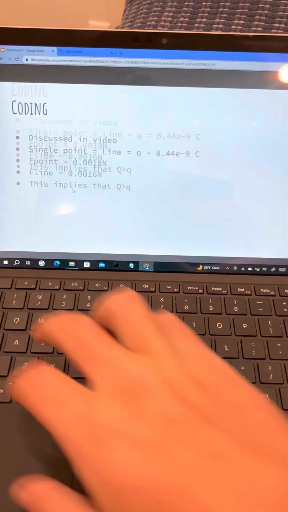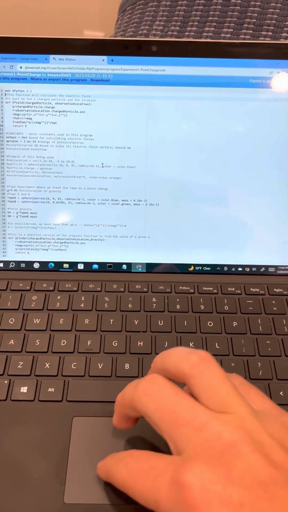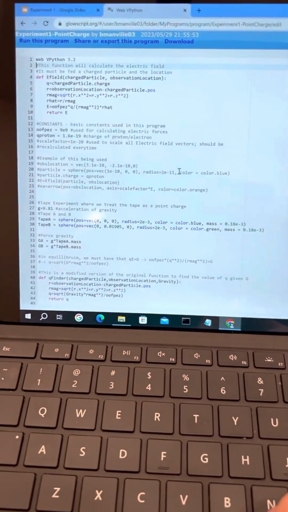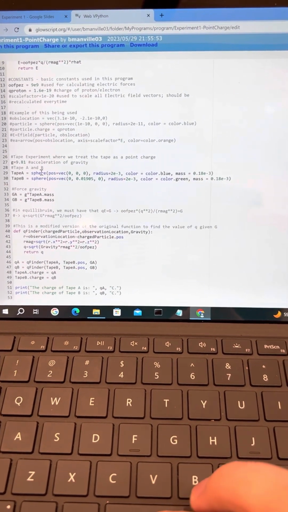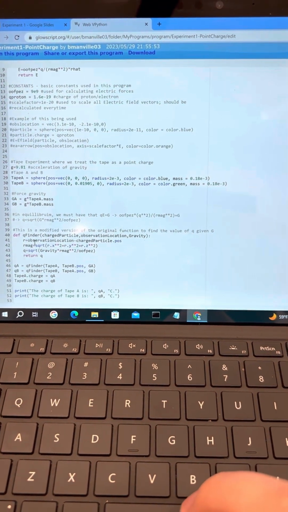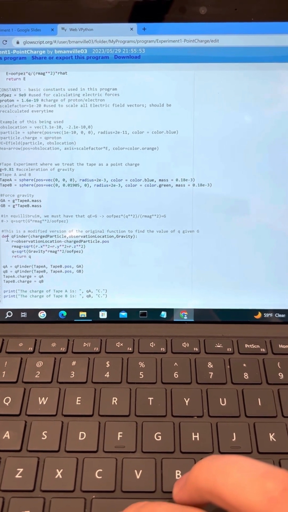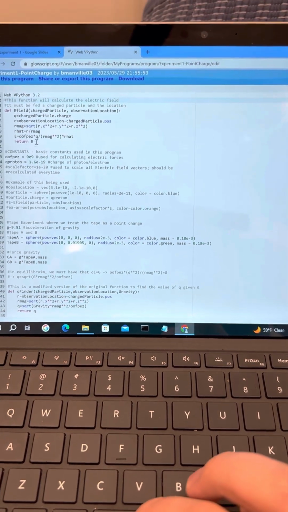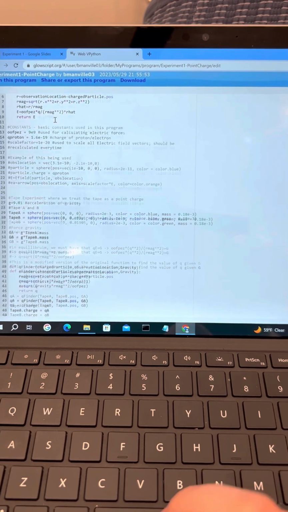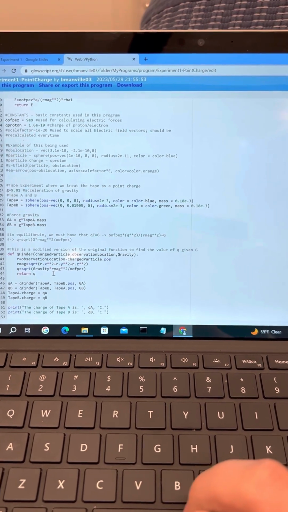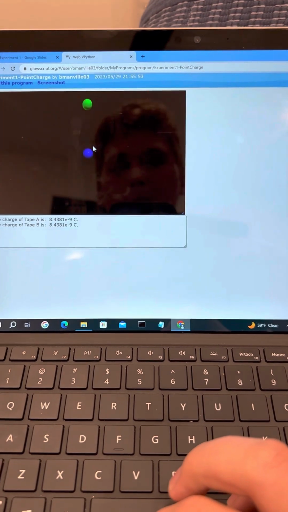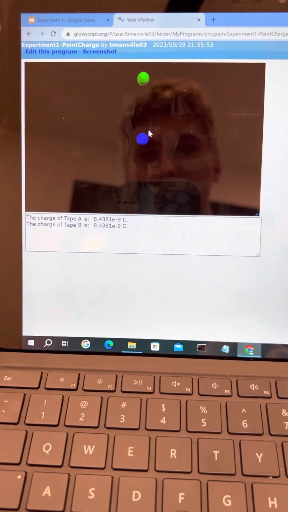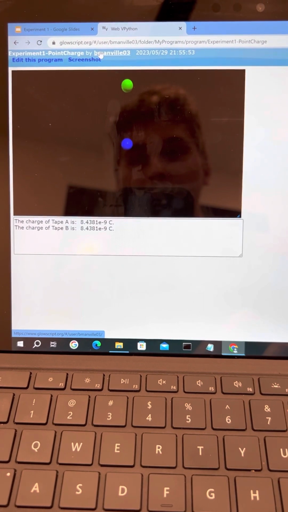Now we're going to move on to the coding side of things. First, as you see here, we have our code for the E field. Then we make tape A and tape B and get their gravities. Then we make this new code called Q finder, which is a replica of this, just slightly different, to find Q by algebraic manipulation. From this, we end up with these results, which were shown in the previous slide.